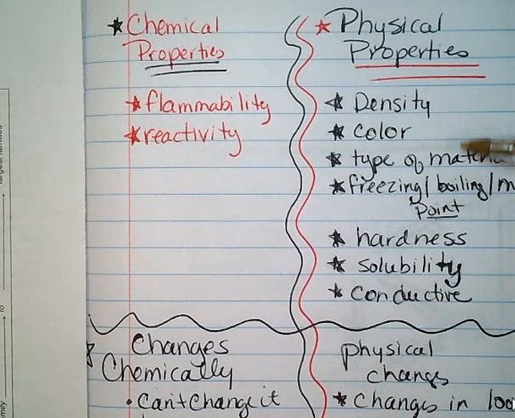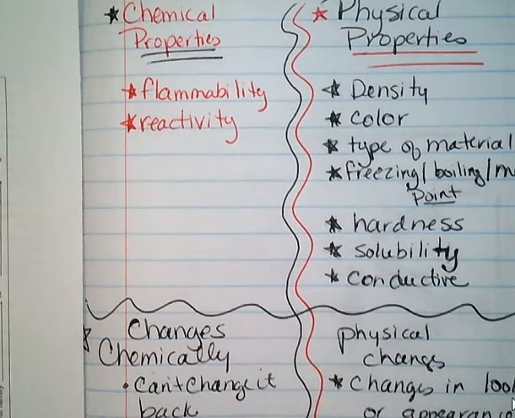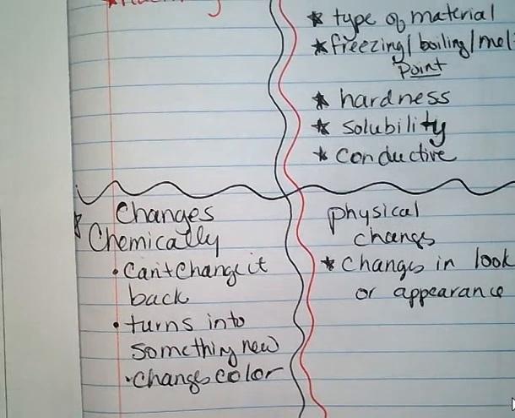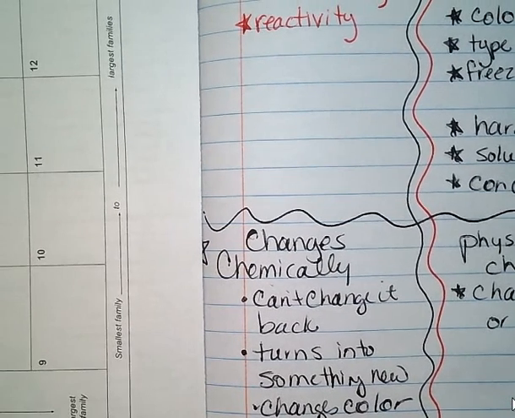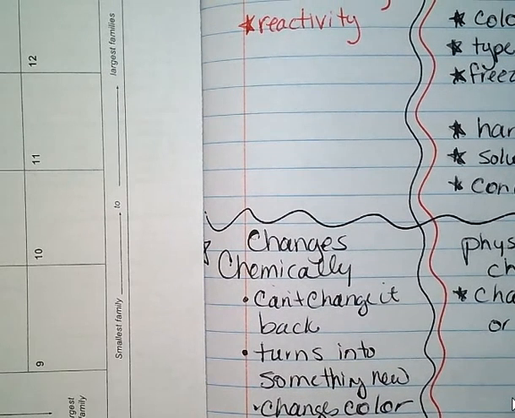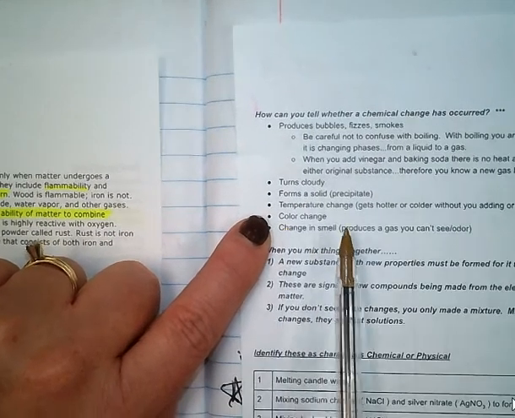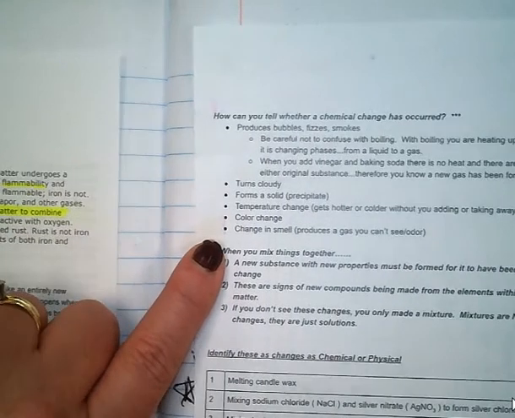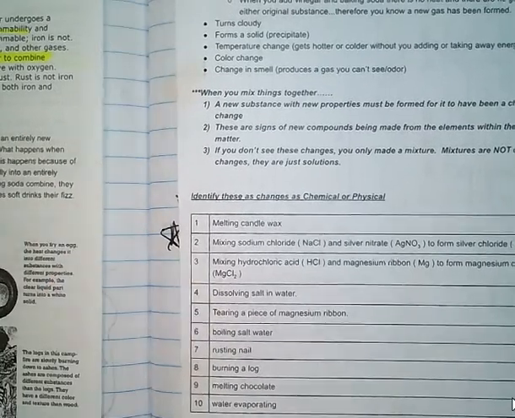The physical properties over here are things that describe the matter without changing it in any way. Physical changes can change the look or appearance, but it's not going to change the substance itself. And chemical changes can't change back. It turns into something new if it changes color. Some things that we looked at on our lab when we did the chemical changes were things right here. Does it turn cloudy? Does it form a solid? Does the temperature change? All these are signs of chemical reactions. Does the color change? Does it change in smell? Produce a gas that you can't see? So this was part of that, and then we had all of these here as examples that we did together in class. So that's page 25.